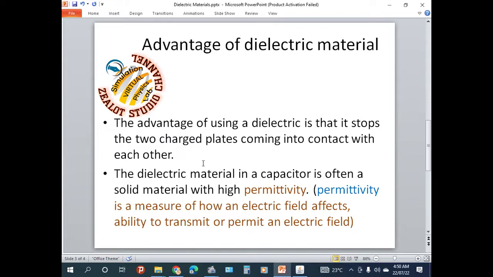The dielectric material in a capacitor is often a solid material with high permittivity. Permittivity means a measure of how an electric field affects, and the ability to transmit or permit an electric field.